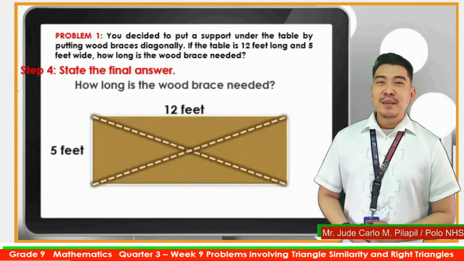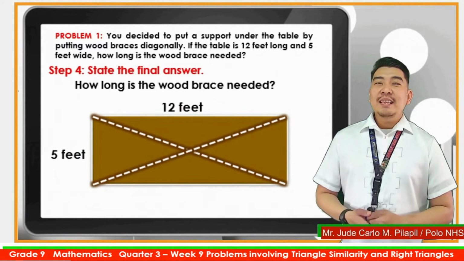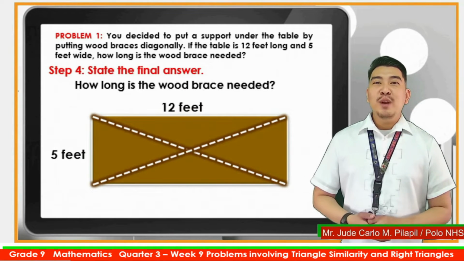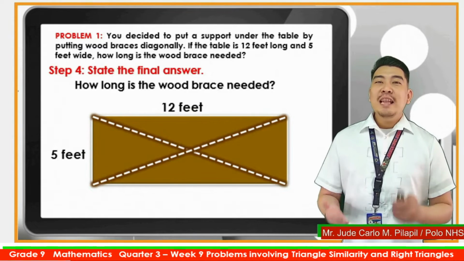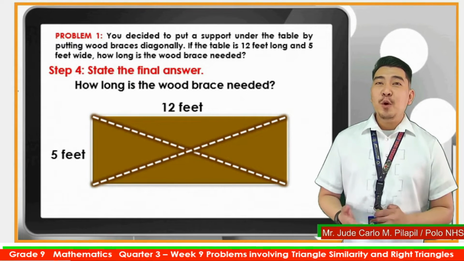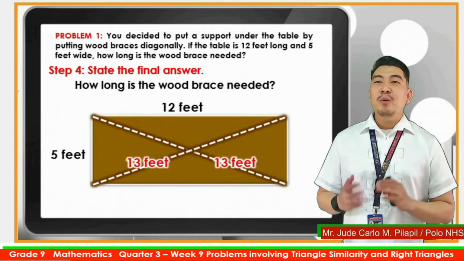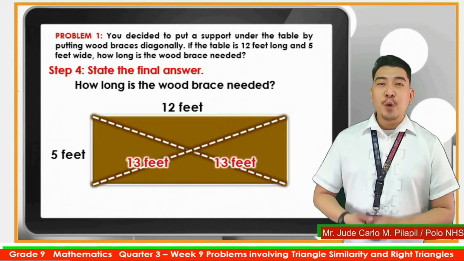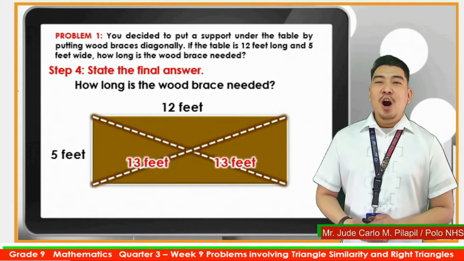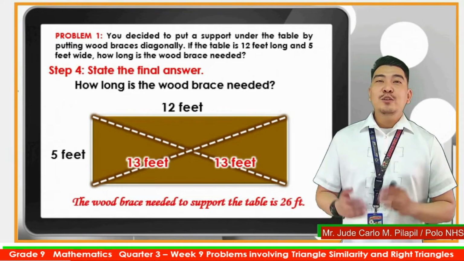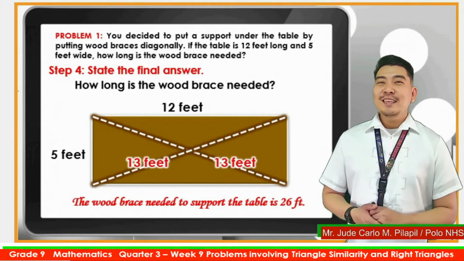Going back to the problem, we are asked to find how long is the wooden brace needed. So the length of one wood brace for support is 13 feet. Since there are two wooden braces that will be put under the table for support, the total length of the wood brace needed to support the table is 26 feet.